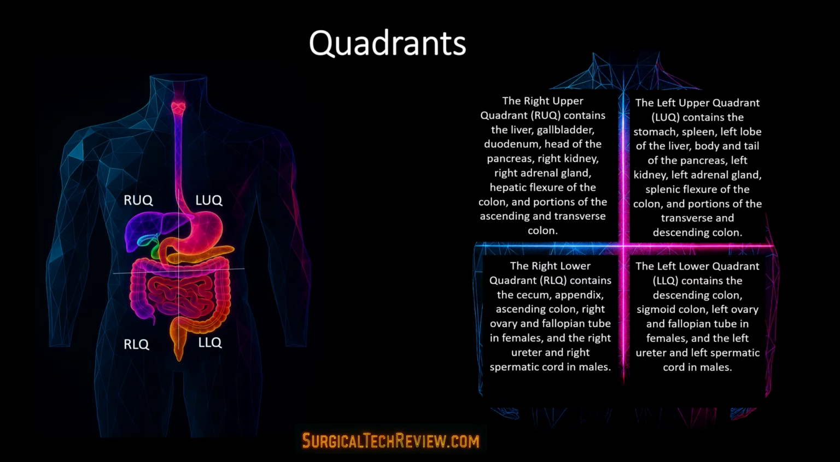Next, we divide the abdomen into 4 quadrants: your right upper quadrant, left upper quadrant, right lower quadrant, and left lower quadrant. Each contains specific organs. For example, the right upper quadrant contains the liver and gallbladder, while the left upper quadrant includes the stomach and spleen. The right lower quadrant is home to the cecum and appendix. This is important for cholecystectomy procedures and appendectomies. The lower left quadrant contains the descending and sigmoid colon.